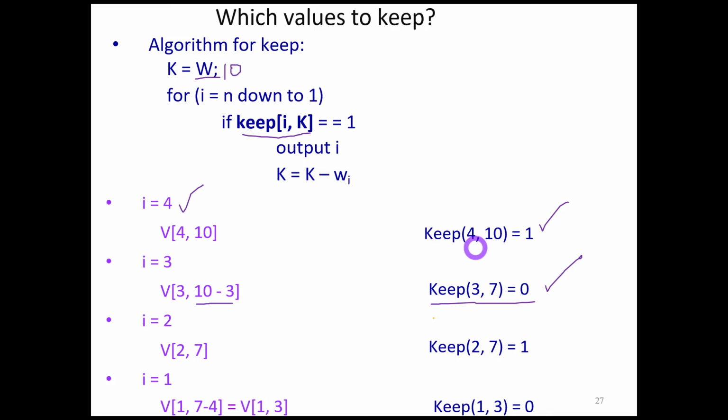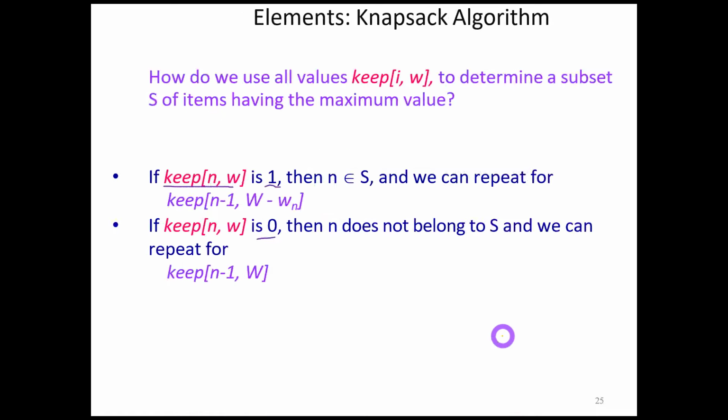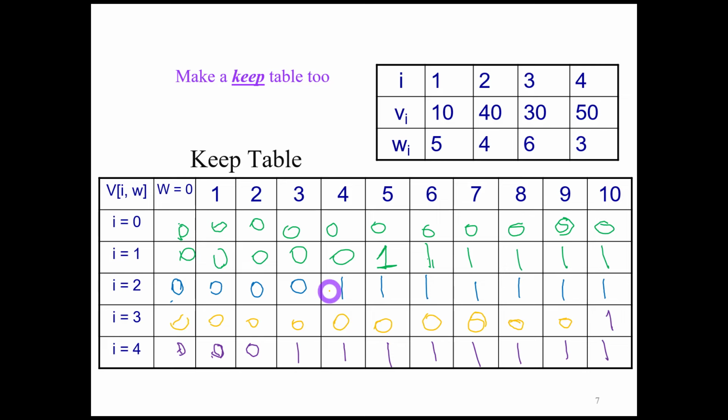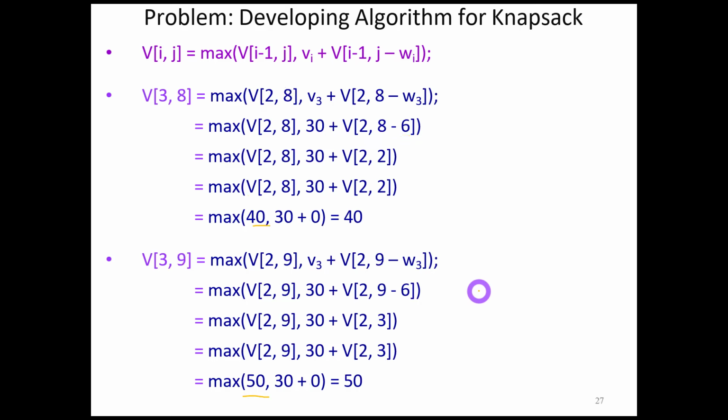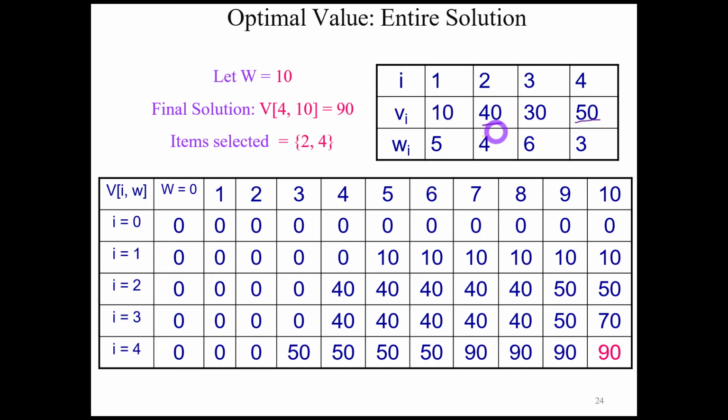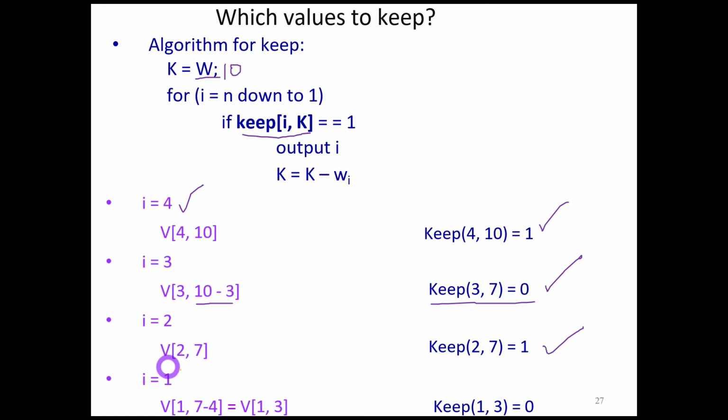So that means we will not be keeping this item, and then decrement I again, and that is 2 comma 7. So at 2 comma 7 the value of keep is 1. Let's check it. At 2 comma 7, second row, 7th column, the value of keep table is 1. So we will keep this item, right? And then since we are keeping it, I'm going to subtract the weight of the second item from this 7. The weight of the second item is 4, right? So 7 minus 4 is 3.